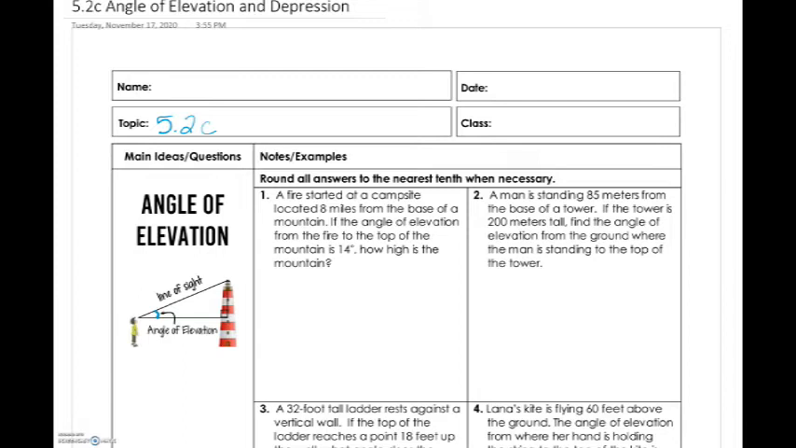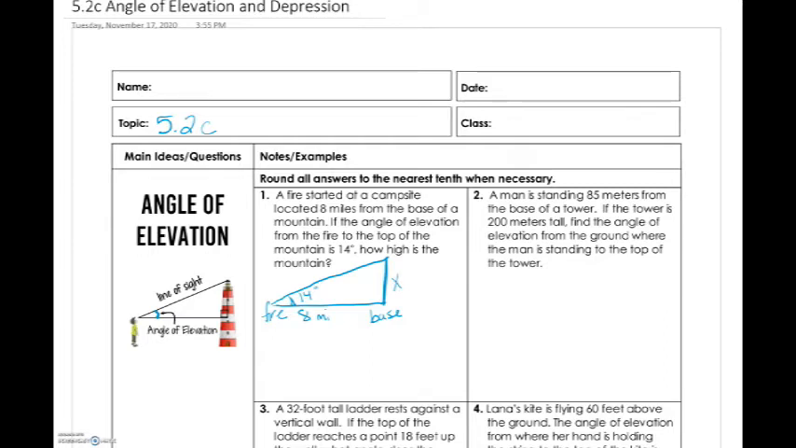Looking at our first example, a fire started at a campsite located 8 miles from the base of a mountain. If the angle of elevation from the fire to the top of the mountain is 14 degrees, how high is the mountain? So first of all, to draw a little picture, or at least draw a triangle, we've got a fire here, and we've got the base of the mountain over here, okay? And then we know that distance is 8 miles. They did tell us that. And then we know that there is an angle up to the top, and we don't know that distance, but we know the angle is 14 degrees. And this side over here is how high the mountain is, which we could call x, okay?